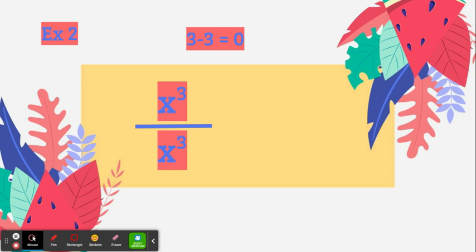So using the subtraction method for the same problem, we would have subtracted 3 minus 3, which is equal to 0. And our answer would be simplified to x to the 0 power. And we know that anything raised to the 0 power is always equal to 1.